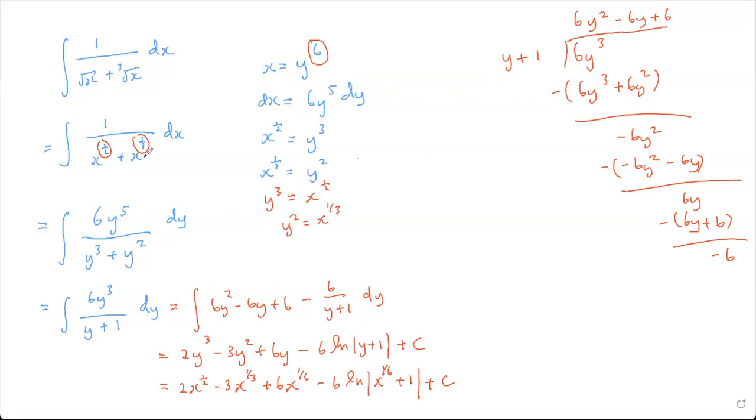If you have other similar types of questions, you could do the same. So maybe this is 1/3 and 1/4. Maybe you could use x equals y to the power of 12, because the LCM of 3 and 4 is 12. So that is the trick.